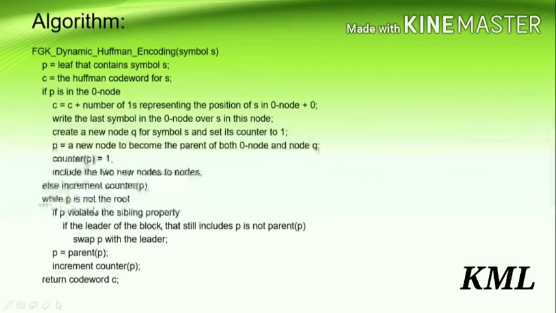So next, while P is not the root, if P violates the sibling property and the leader of the block that still includes P is not the parent of P. We have seen what the sibling property is in our previous video, so if you have not watched it, please watch it first. Next, swap P with the leader. Then P equals parent of P; we assign the parent of P to P. Then increment the counter of P, and finally you have to return the code word.